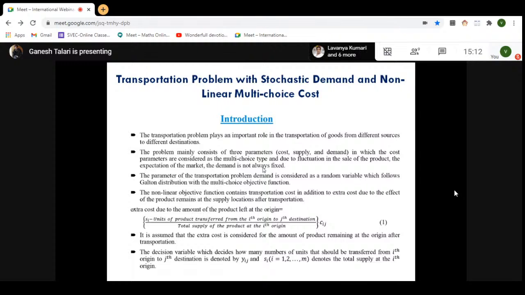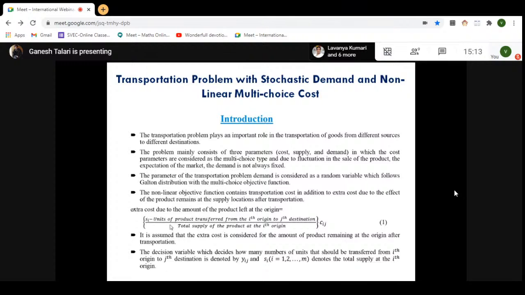Here, of the parameters of the transportation problem, demand is considered as a random variable which follows the Galton distribution with multi-choice objective. I'm considering only stochastic demand and non-linear multi-choice cost. Why is it a non-linear multi-choice cost? You have transported some amount of the product to the destination location. Some amount will remain in your origin location, and for that also you have to consider how much cost there should be. That is what we are considering here.